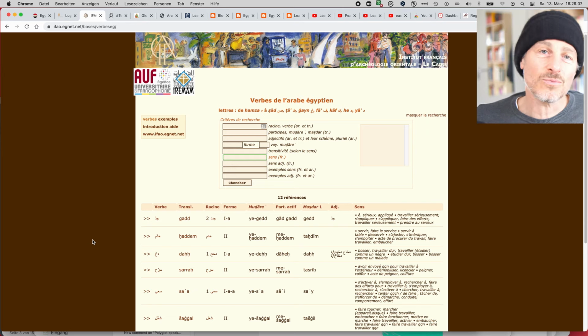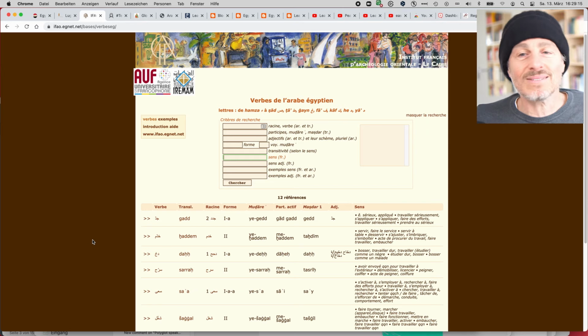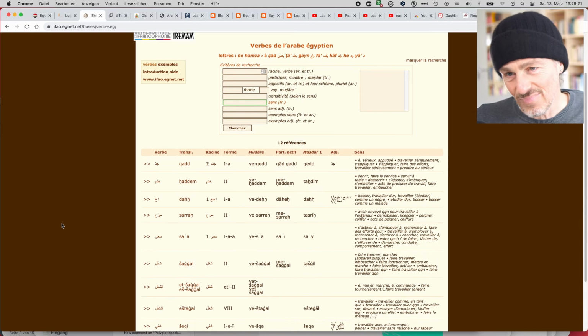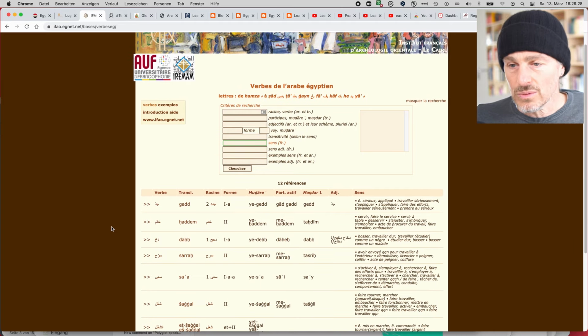It is unfortunately, or luckily for those who speak French, in French. So you've got to know some French, but on the internet you can translate anything very fast. So don't worry about the French. You just get a lot of information about everything you need about all those verbs that are around in Egyptian Arabic.